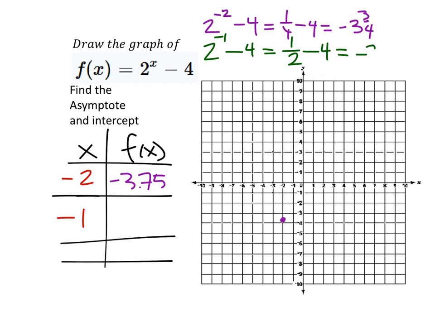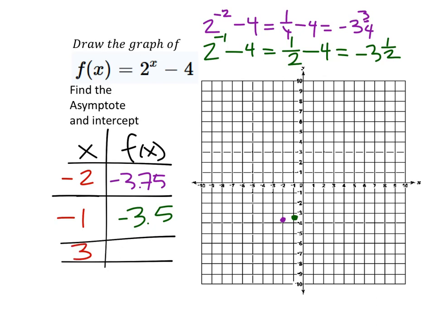Which would be negative 3 1/2. So we'll write that in, negative 3 1/2, negative 3.5, whatever. Negative 1, negative 3.5, all right there. Not a lot of change between those 2 points, but it will start changing pretty quick. So what other value do you guys want me to use?